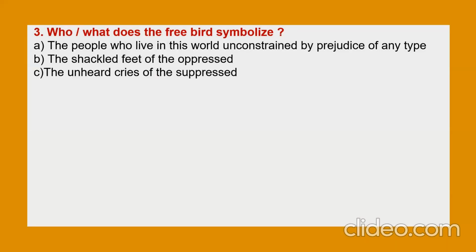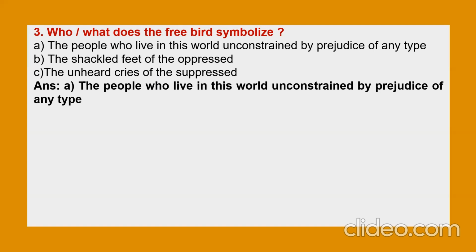Question number 3: who or what does the free bird symbolize? Option A: the people who live in the world unconstrained by the prejudice of any type. Option B: the shackled feet of the oppressed, the unheard cries of the suppressed. So what's the answer? The people who live in this world unconstrained by the prejudice of any type, that is what a free bird symbolizes here.